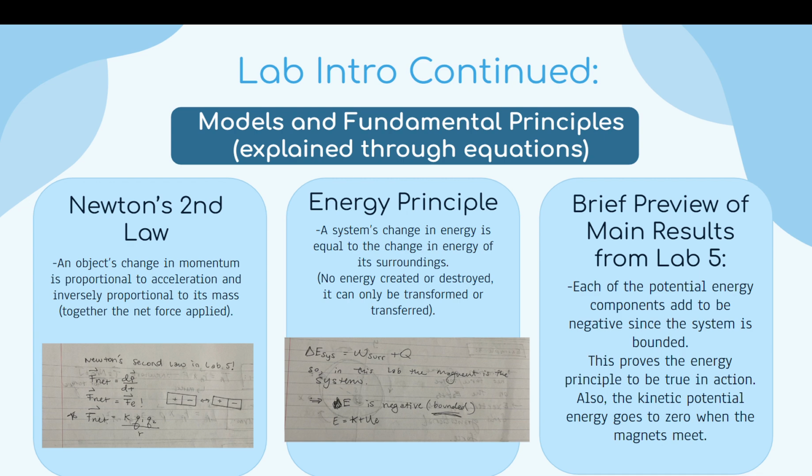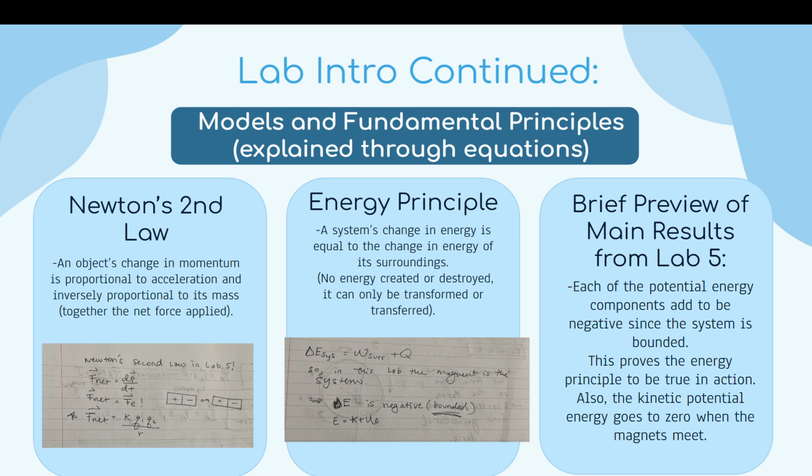So the lab intro continued. Some models and fundamental principles used were first Newton's second law. And this law in this specific lab, as told at the bottom, was that the F net, the total force, would be the electric force. Also, the energy principle is important here because a system's change in energy is equal to the change in energy of its surroundings, and no energy is created or destroyed, only transformed or transferred. So we see this when we see that E is equal to K plus UE, the electric potential energy.